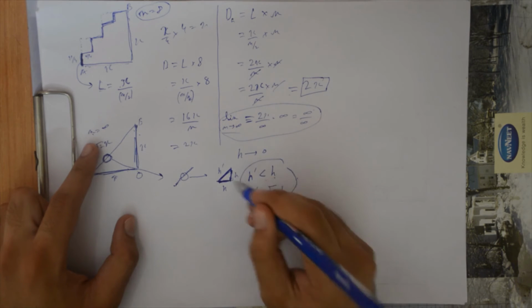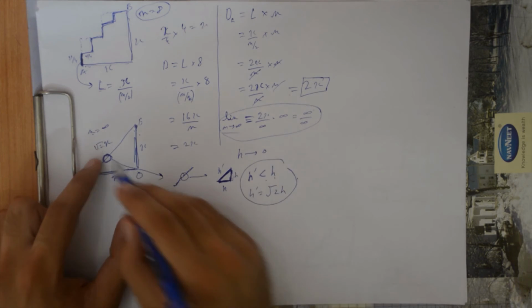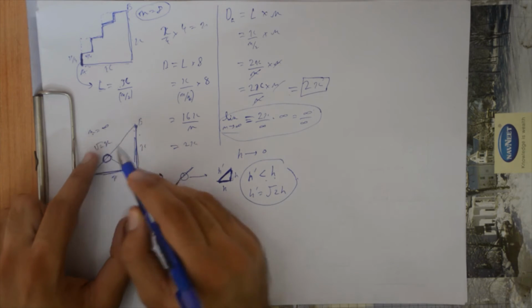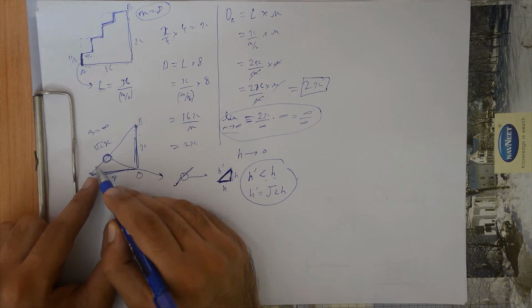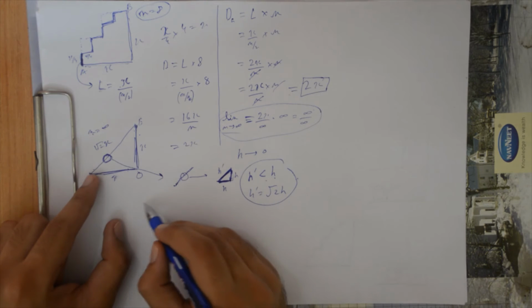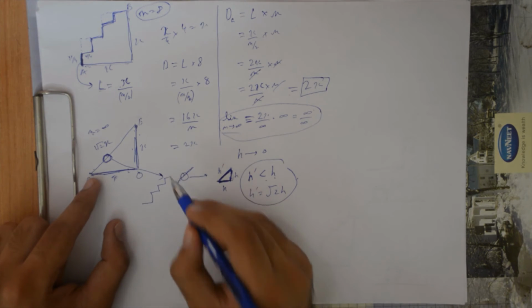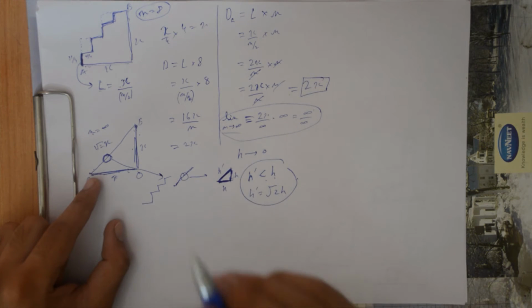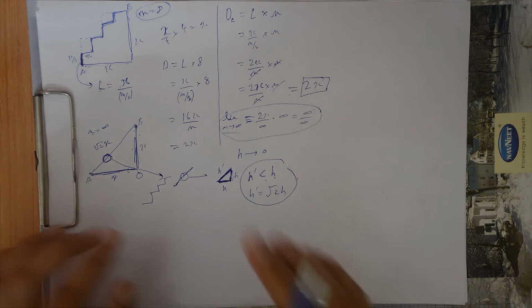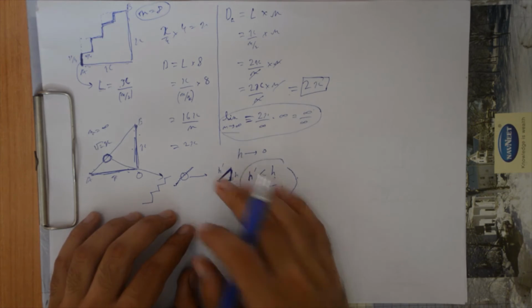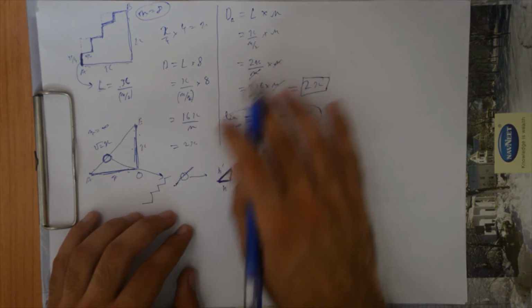This is the main point: even if we approach n equals infinity, the steps are still parallel to either side of the triangle and not diagonal. This is the important thing we have to understand. If you understand this, then it's pretty much solved.